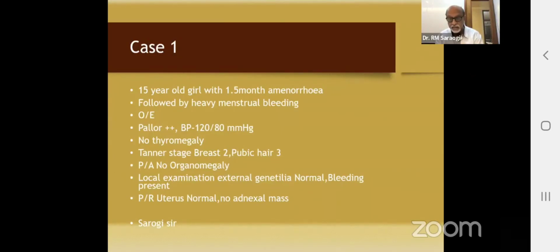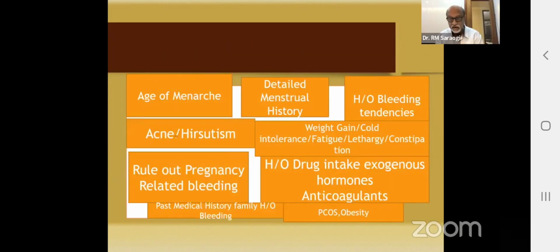years. Why I'm trying to tell you this is, ultimately when it comes to the treatment part, the counseling is the most important thing, and you should be prepared with the idea that this patient is likely to have anovulatory cycles more often. If anovulatory cycles are there for 1 year or 2 years, she is likely to have these problems more frequently. Now, why in anovulatory cycle do we get bleeding?